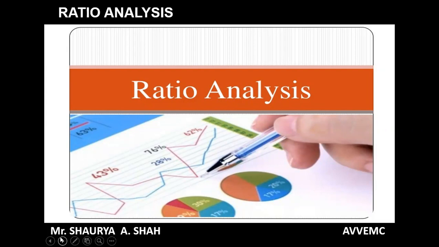Again, the chapter is very easy. Students, you just need to remember certain formulas and concepts. On that basis, your sums will be solved. A 14-mark sum generally comes from this chapter for sure. Apart from that, short sums also come on various ratios. We will see in detail what ratios are all about and what the chapter of ratio analysis is. Shall we begin?